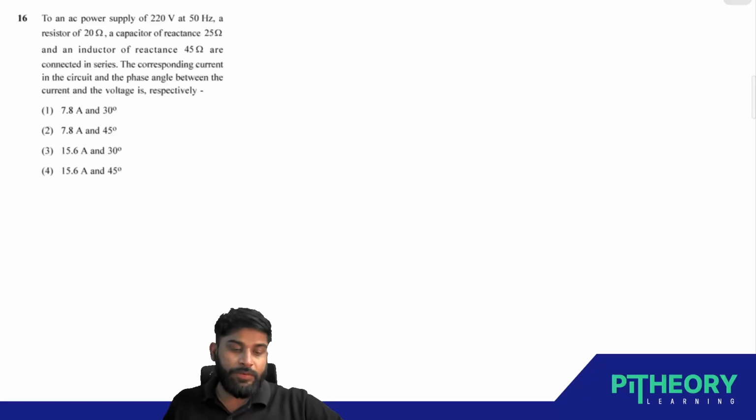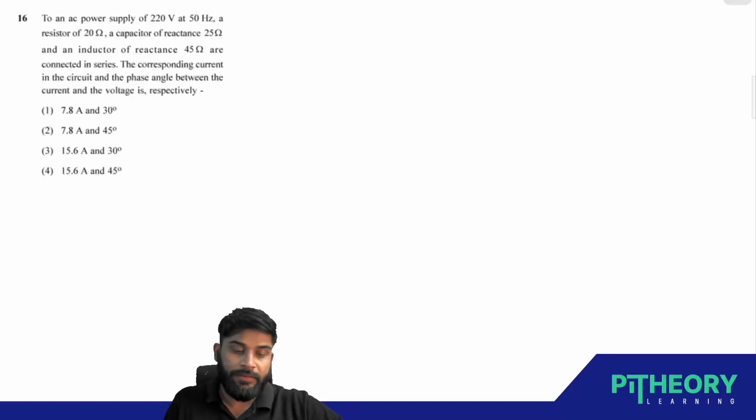Going for the next question, the 16th one. Let's read the question. To an AC power supply of 220 volt at 50 hertz, a resistor of 20 ohm, a capacitor of reactance 25 ohm, and an inductor of reactance 45 ohm are connected in series. The corresponding current in the circuit and phase angle between the current and voltage, how much is it?